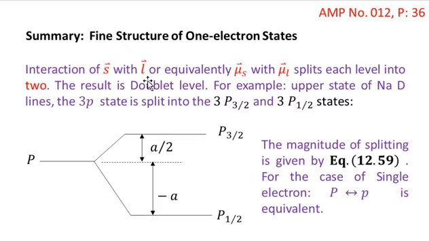Interaction of S and L, or equivalently the interaction of mu S with mu L, splits each level into two. That is the doublet case. The result is a doublet level. For example, the upper state of the sodium D lines, the 3p state, is split into 3p 3/2 and 3p 1/2 states. Here 3 is the principal quantum number, and 3/2 and 1/2 are the values of the total quantum number J of the atom.